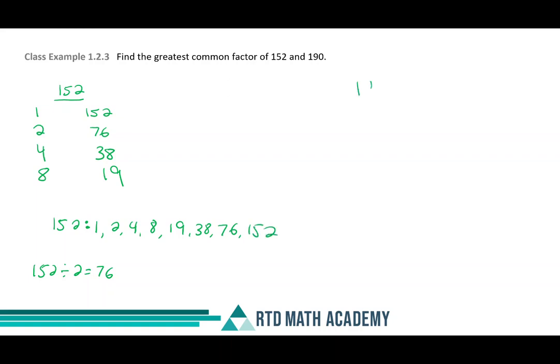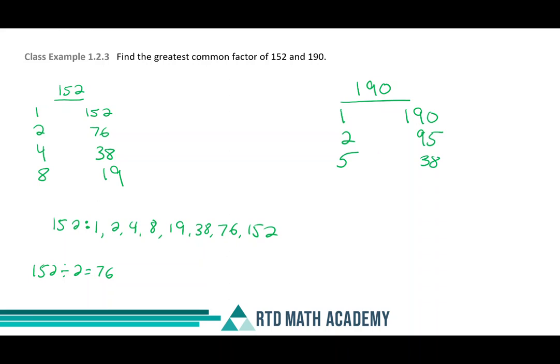So I'm going to try this with 190. Hopefully it'll go a little bit faster, but we'll see. We've got 1 and 190. I can see that it's even, so I'm going to take 190 and cut that in half, and I'm going to get 95. Sorry, my bad. I'm going to try 3. 190 divided by 3 doesn't work out nice and evenly, so I'll try 4. 4 doesn't either, so I'm going to try 5. So if I have 190 divided by 5, I get 5 and 38.